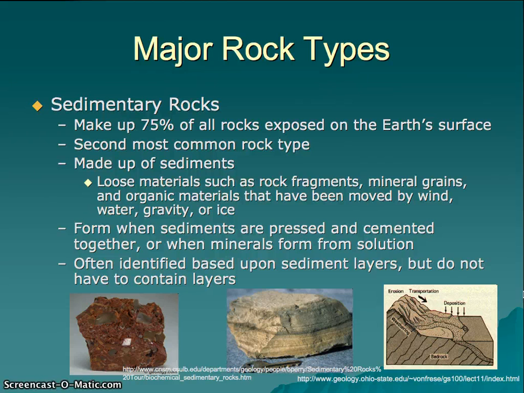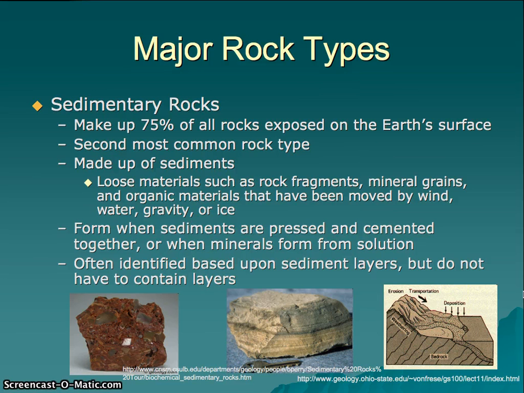Sedimentary rocks are the second group. They make up 75% of all rocks exposed on the Earth's surface. They're the second most common rock type. However, that is not necessarily true in New Hampshire, and we'll talk about that. So sedimentary rocks are made up of sediment. They're loose materials such as rock fragments, mineral grains, and organic material that's been moved by wind, water, gravity, or ice. And they form when sediments are pressed and cemented together, or when the minerals form from solution.